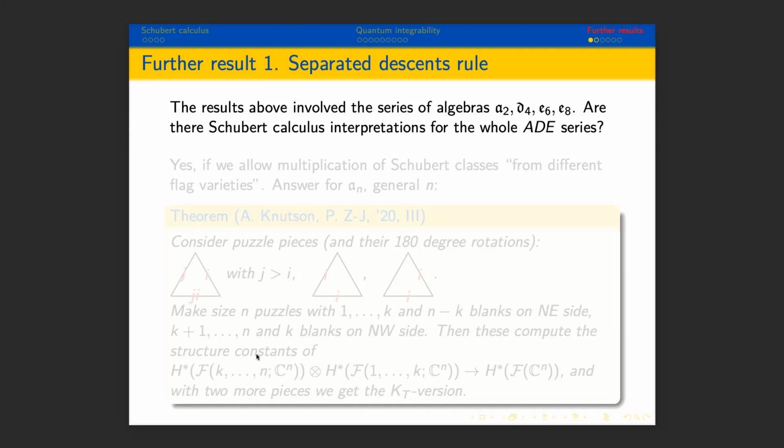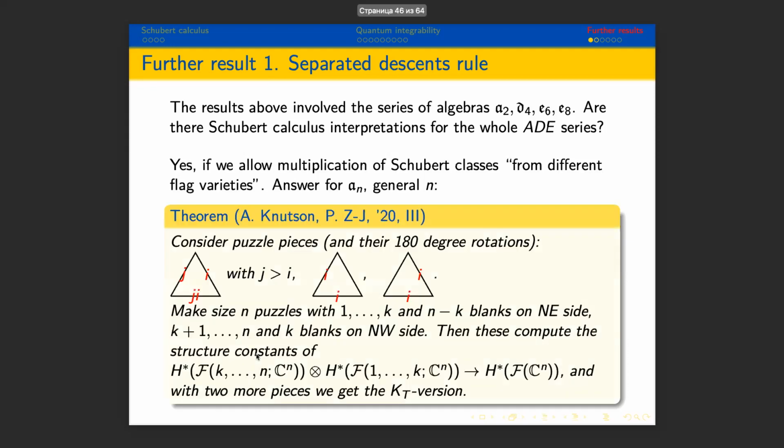So even there, you can ask, what about Schubert calculus interpretations of other ADE quantized loop algebras? And the answer is yes, there is such an interpretation, if we allow multiplying Schubert classes to be from different flag varieties. So for example, in the case of A_n, something we have already known for several years, we announced this result already 3 years ago, but the paper is still not, well, it should be on the arXiv hopefully in the next 30 days, let's say.